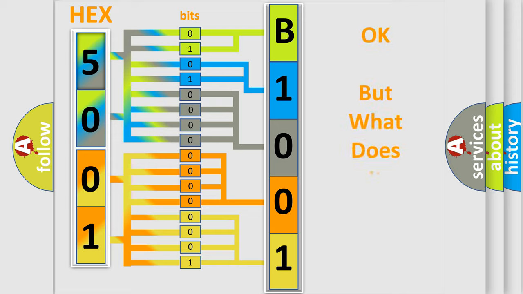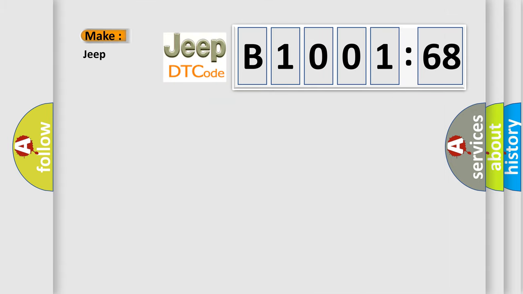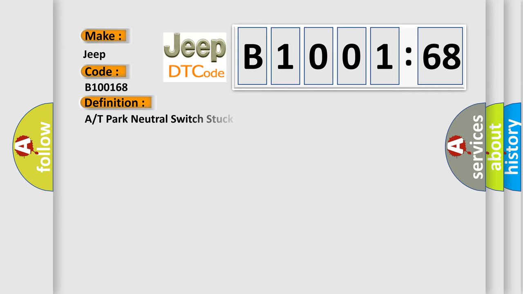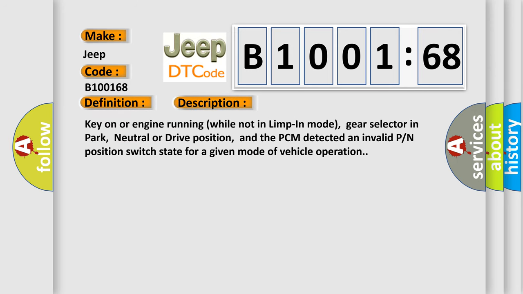The number itself does not make sense to us if we cannot assign information to what it actually expresses. So, what does the Diagnostic Trouble Code B1001-68 specifically interpret for Jeep car manufacturers? The basic definition is: P/N or park-neutral switch stuck in park position or in gear. And now this is a short description of this DTC code. Key on or engine running while not in limp-in mode, gear selector in park, neutral or drive position, and the PCM detected an invalid PN position switch state for a given mode of vehicle operation.